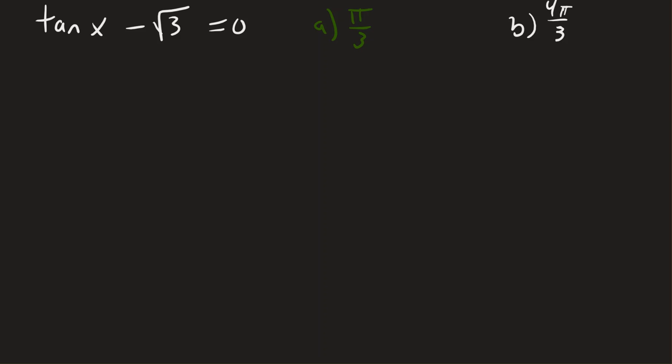All right, and this question wants us to verify that pi over 3 is a solution to this equation, and then part B, verify that 4 pi over 3 is a solution. Okay, so that's just the main thing. We don't have to solve this. You can pretend like you've already solved it. You got these two answers, and you're just checking them.